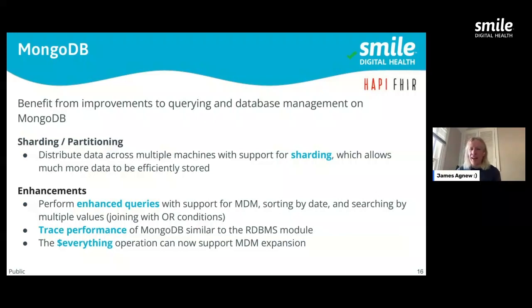A few other minor things we've done for Mongo. We've spent a bunch of effort beefing up the way that we do queries. So we now support date searching. We now support sorting with multiple values, as well as searching with OR conditions for a number of search parameter types. We've also added what we call trace performance for Mongo queries.